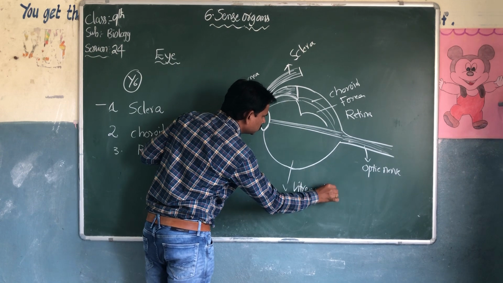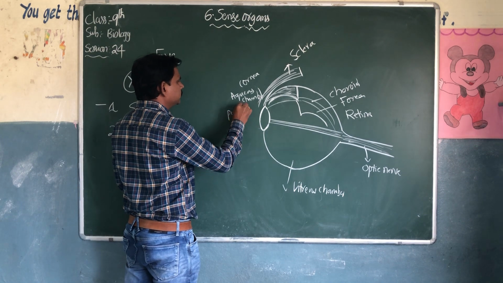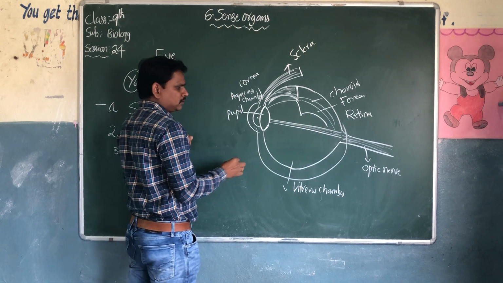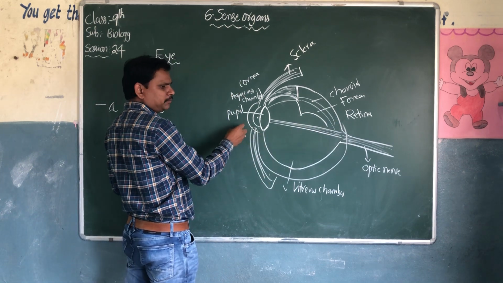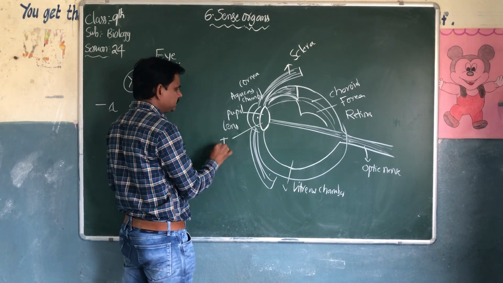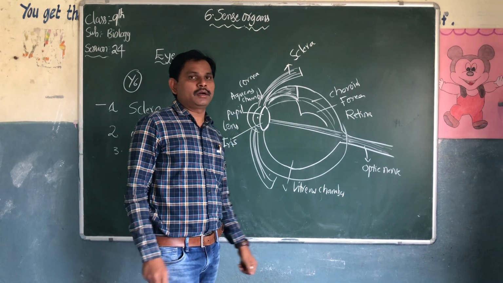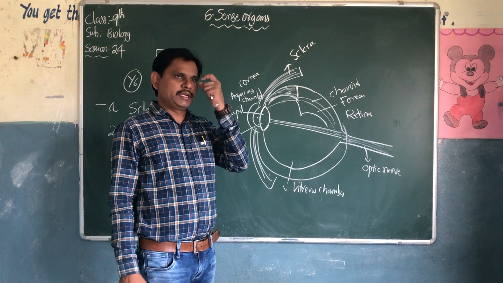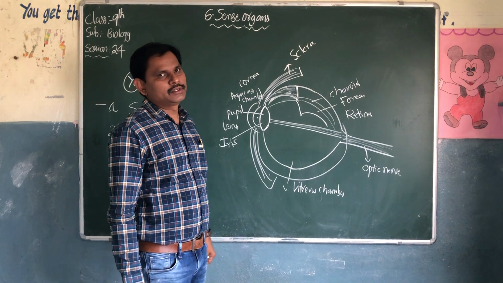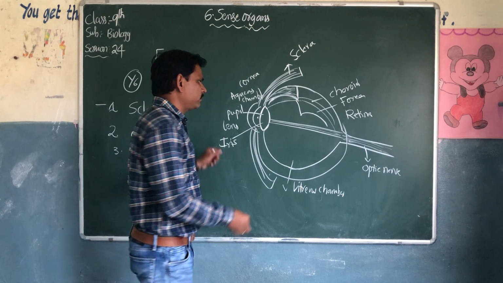Pupil, you can see the pupil and the lens. The lens is there, the iris is there. Nowadays, the iris is used as an identification mark in the Aadhaar card. One iris is not similar to another iris. So thumb impressions were used, but nowadays the iris is also taken as an identifying mark.